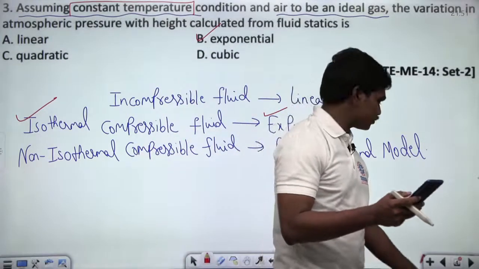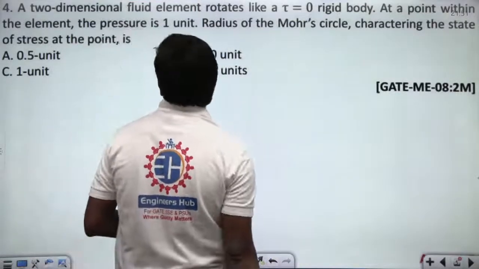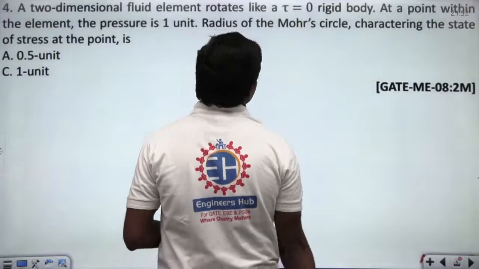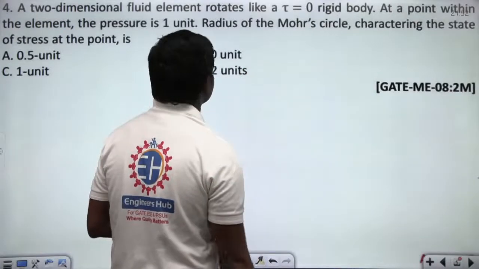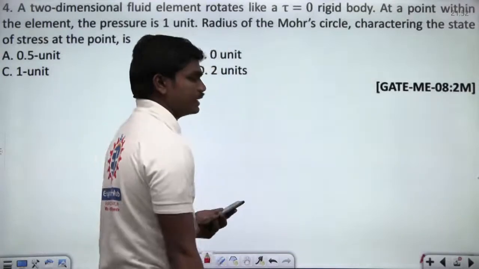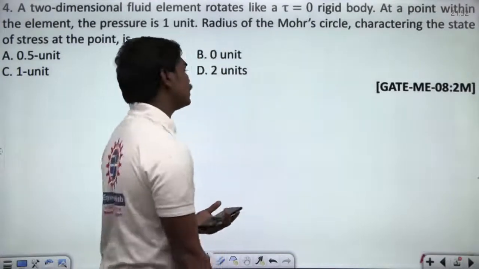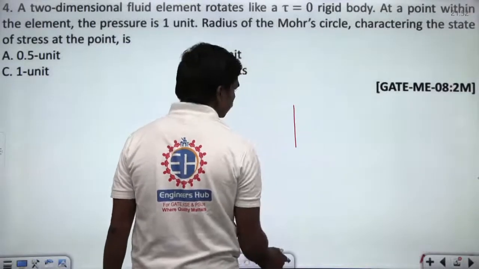Good. Let's go for the next question. A two-dimensional fluid element rotates like a rigid body. At a point within the element, the pressure is 1 unit. The radius of the Mohr circle characterizing the state of stress at the point is. So they are asking you, whenever a fluid is rotating like a rigid body, so there is a fluid element.